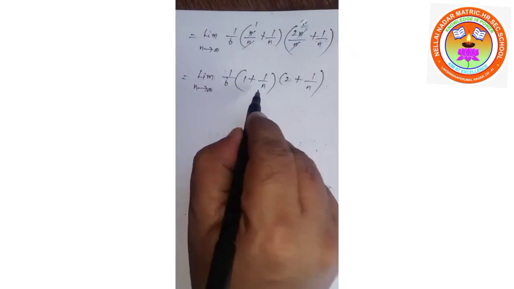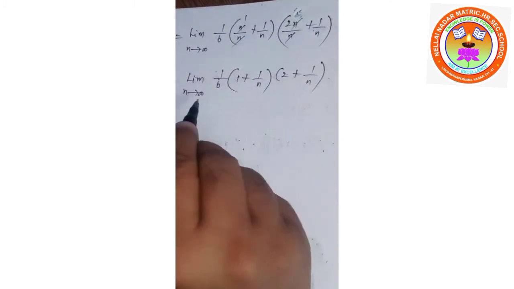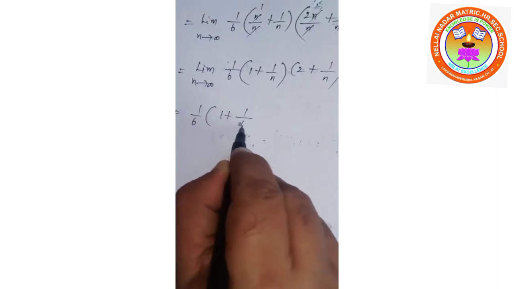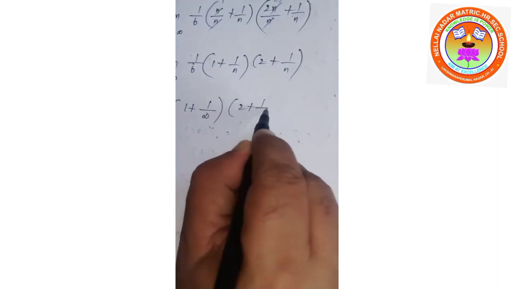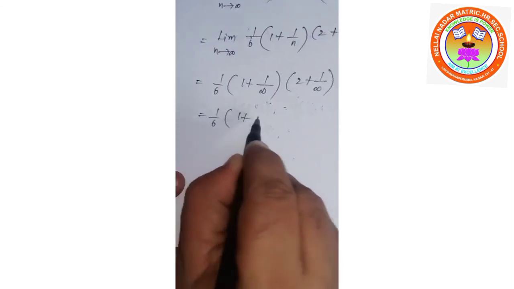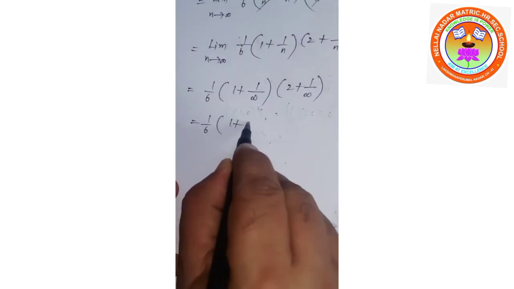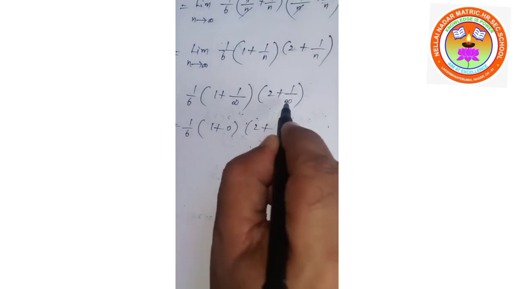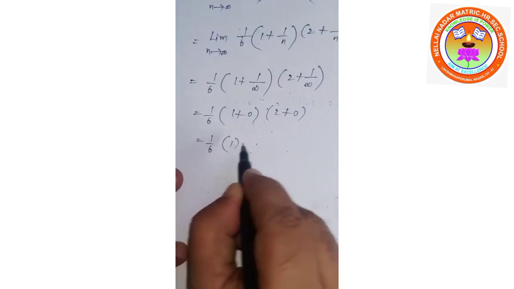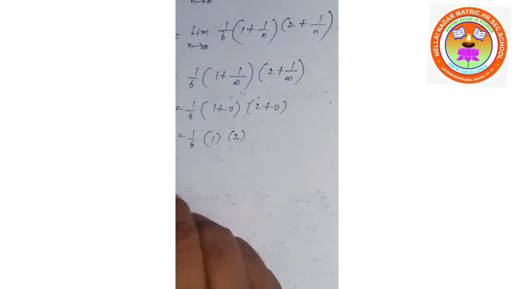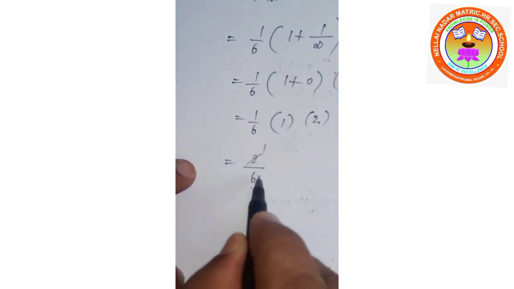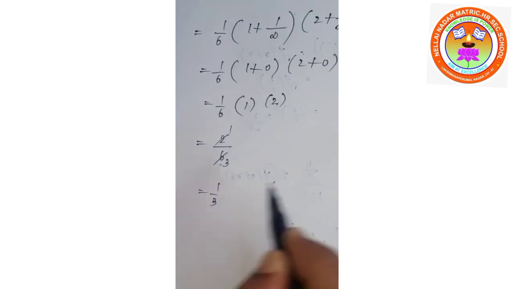Now replace n by infinity. Wherever n comes, that should be replaced by infinity. So 1 by 6, (1 plus 1 by infinity), (2 plus 1 by infinity). 1 by infinity is 0, so that is equal to 1 by 6, (1 plus 0) is 1, (2 plus 0) is 2, equals 1 into 1 into 2, that is 2 divided by 6, that is equal to 1 by 3.